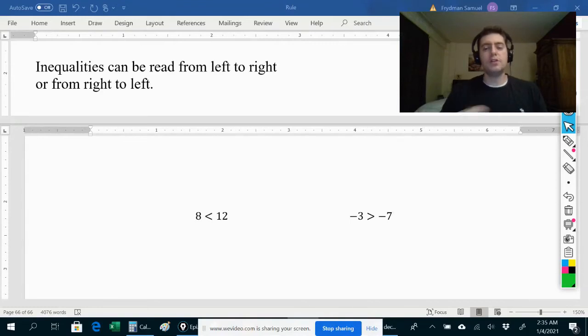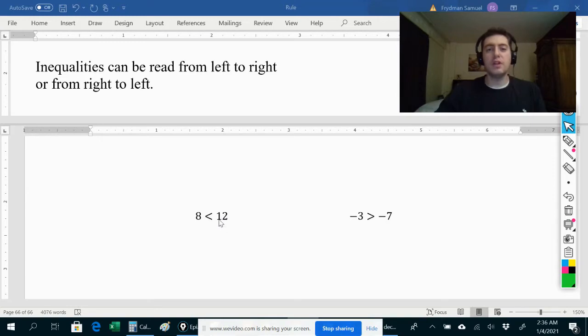Hi everybody. So I wanted to talk about a couple of things I didn't talk about in the last video. First, inequalities can be read from left to right or from right to left. So for example, over here, if I were reading this from left to right, then I would say 8 is less than, because I see the point over here, 12. So 8 is less than 12, okay, which makes sense.